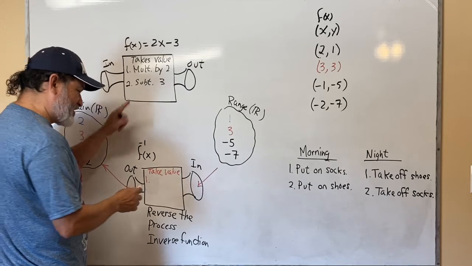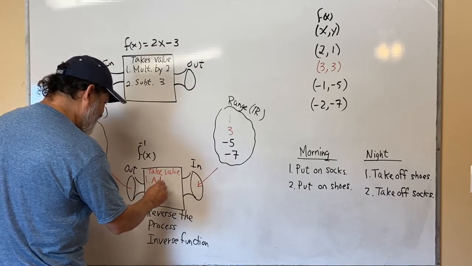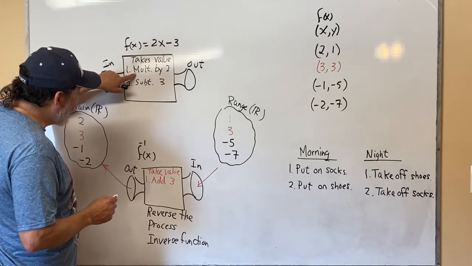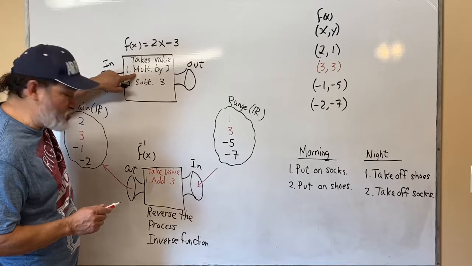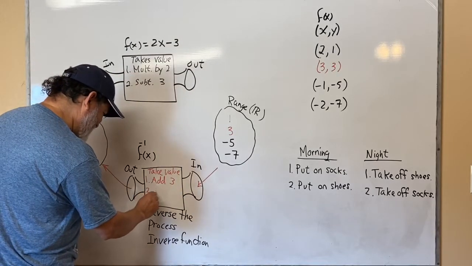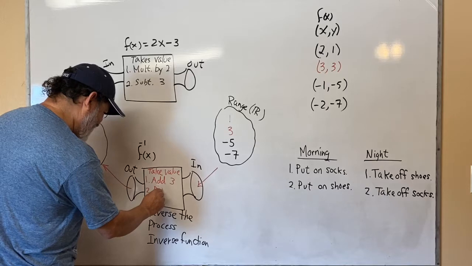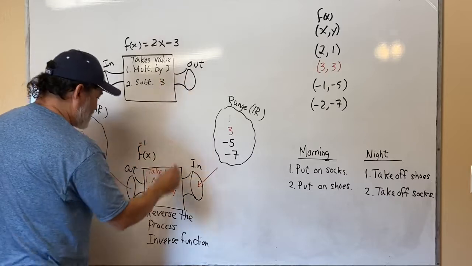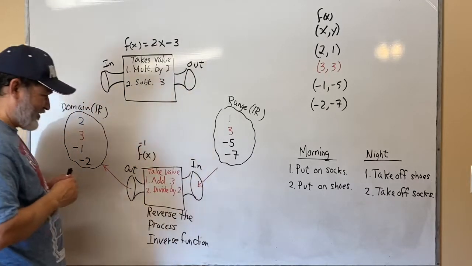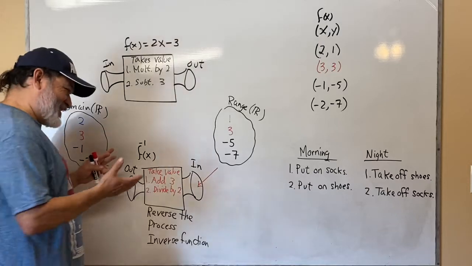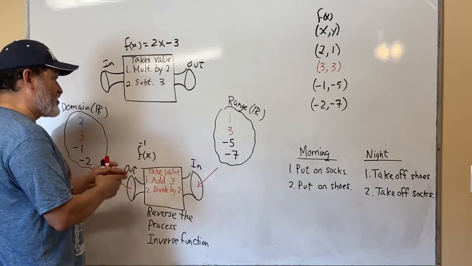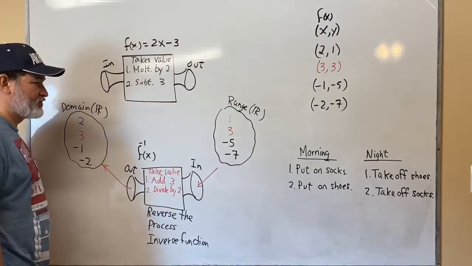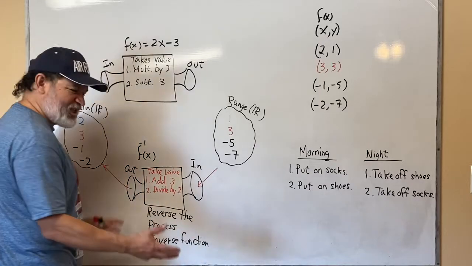So whatever goes inside, the machine takes the value. Let's reverse the process. Add 3, and then before that, divide by 2. Okay, this should reverse the process to this. So let's see if it works.